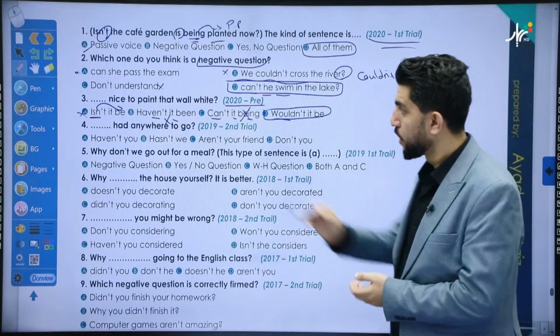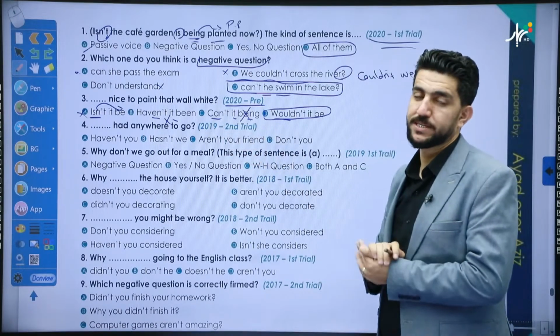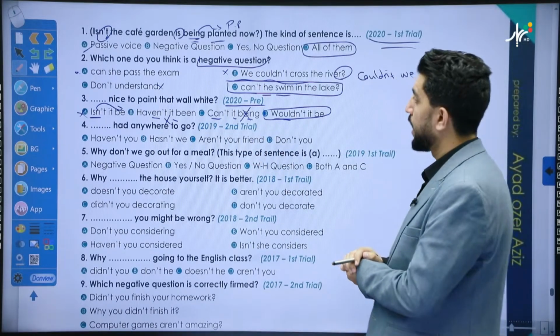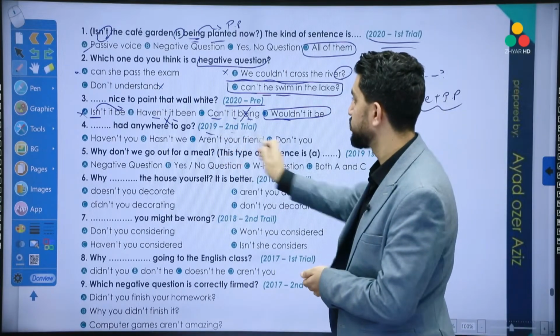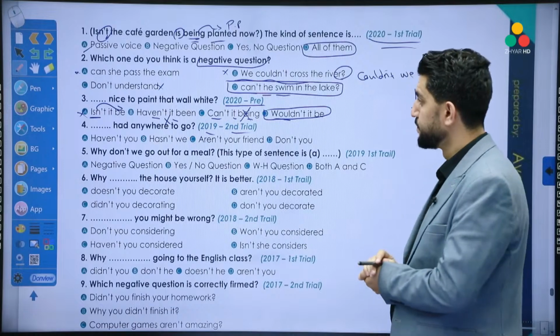Very good. What about number 4? You do it. Had anywhere to go. It's from 2019, second trial or term.